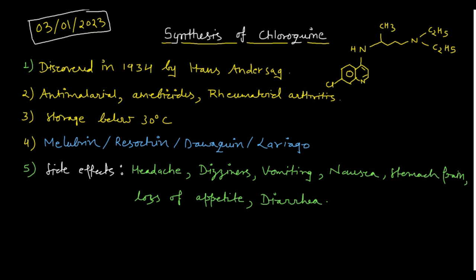Another very important use of this chloroquine is in rheumatoid arthritis. This rheumatoid arthritis is an autoimmune disease, and the main function of the chloroquine is that it mildly suppresses the immune system. Once your immune system is suppressed, your autoimmune disease can be managed. It cannot be eliminated, right? We cannot eliminate the autoimmune diseases, but we can manage them.